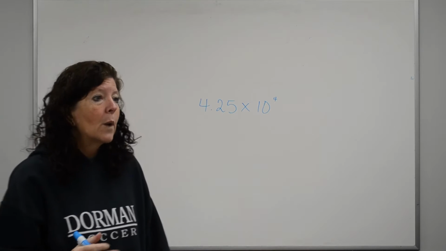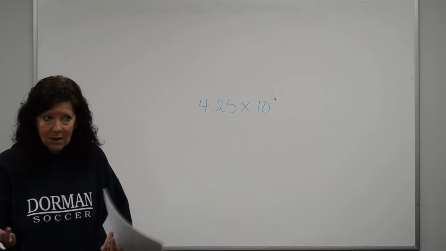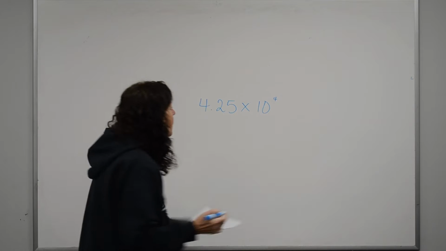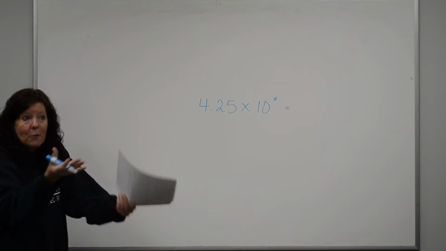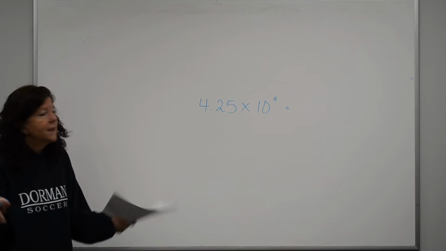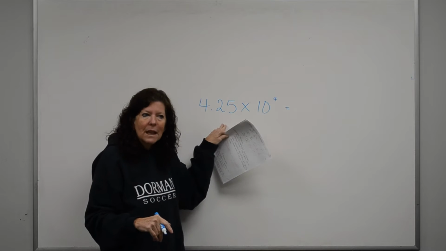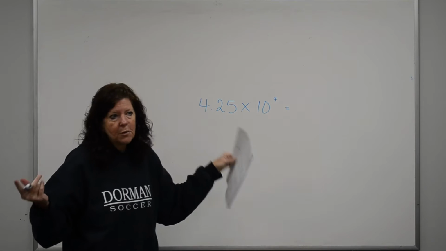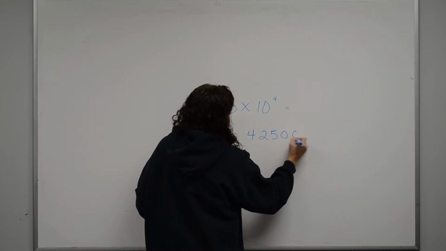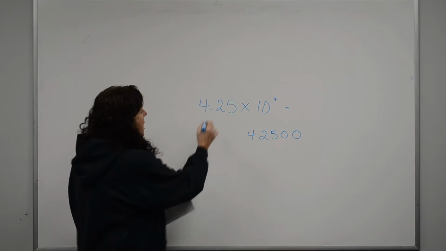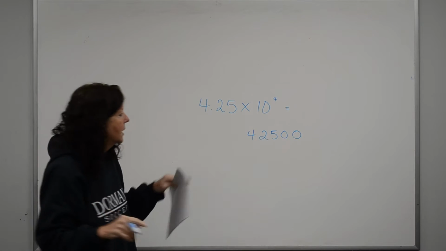If I said write it in standard notation or decimal notation, that's the exact same thing, what am I going to do? I'm going to move the decimal 4 places. I know a positive exponent is going to make this a bigger number, so I move it to the right. I move it 4 places, and I plug in zeros where I need to.